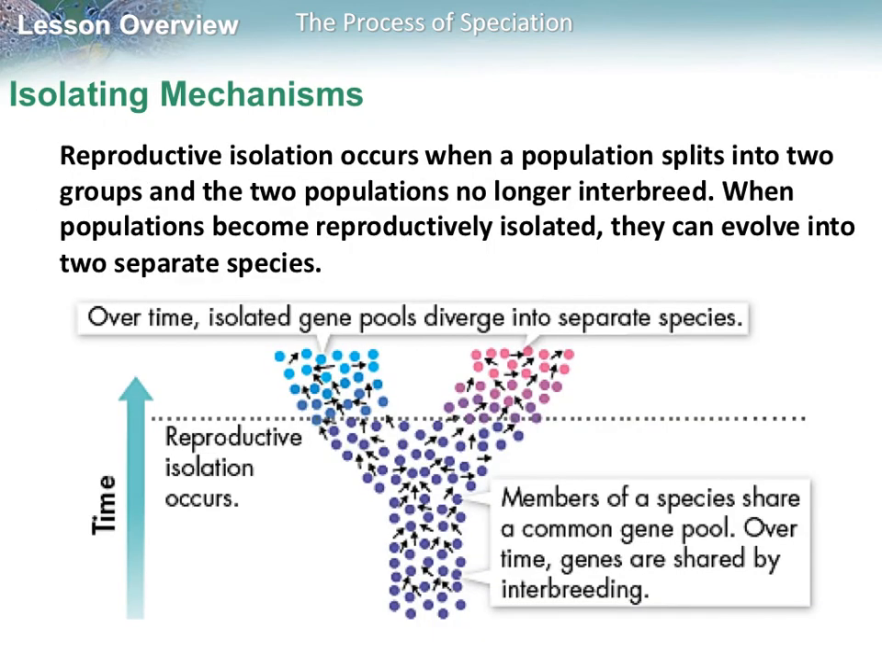The first isolating mechanism we're going to talk about is reproductive isolation. So a population splits into two groups, and the two populations no longer interbreed and become reproductively isolated. They can evolve into two separate species. So as time moves on, we have one population that splits into two separate populations. We get reproductive isolation at this point, and then we get isolated gene pools diverging into separate species.